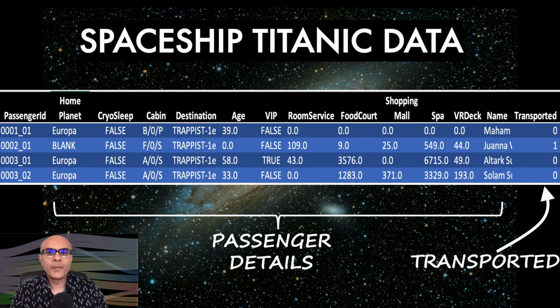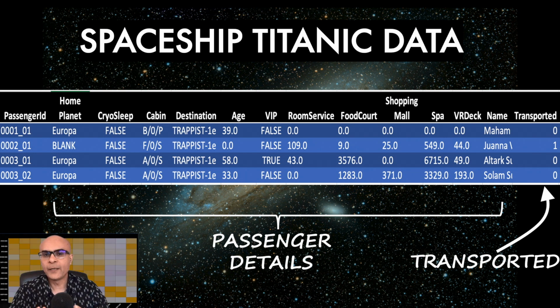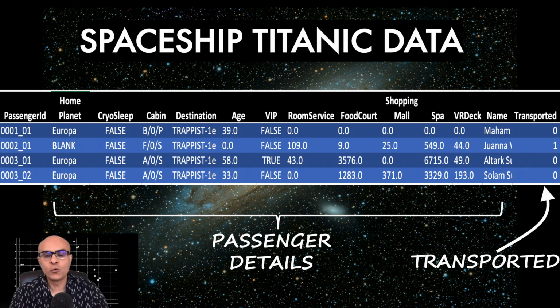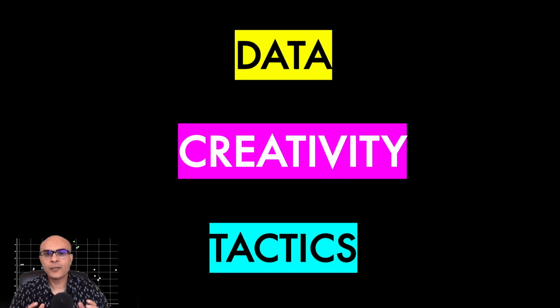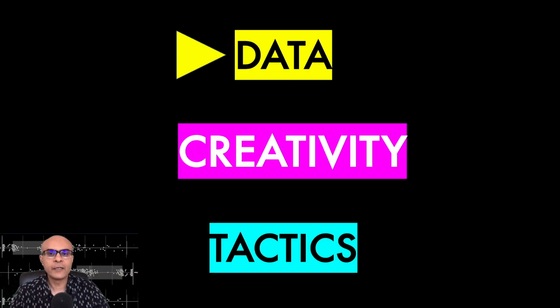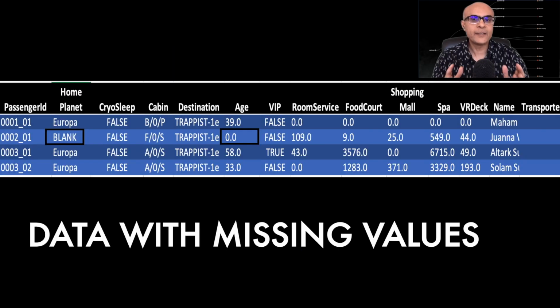The data has got passenger details such as the home planet, destination, age and various services, as well as an indication of whether the passenger was transported or not to an alternate dimension. So let us focus on the first important thing, which is the data. The Space Titanic data has got many missing values.